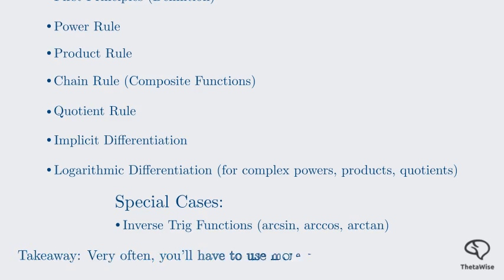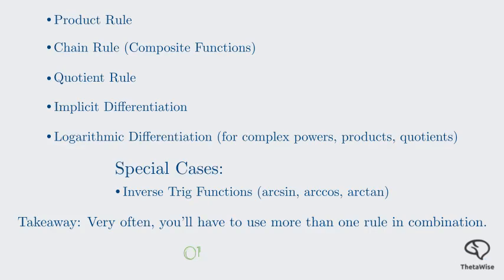The most important takeaway is this: you won't always use just one rule. Very often, you'll have to use more than one rule in combination to solve a problem. For example, a quotient might have a product in the numerator, or you might need the chain rule inside a product rule. We successfully met our objectives. You should now be comfortable with these core differentiation techniques. Practice is key, so I encourage you to work through more examples.